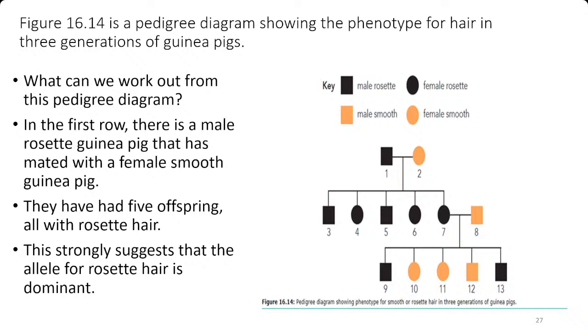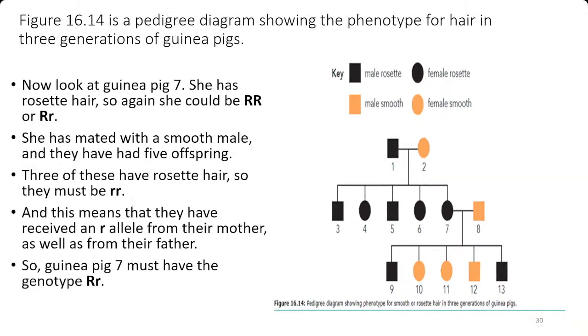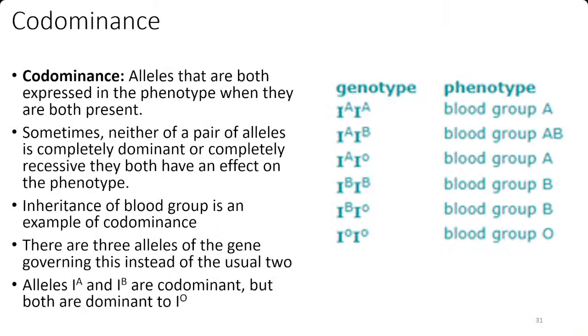What can we work out with pedigree diagram? So basically the questions on it are not that difficult, and I really have to focus on some other topics as well. So I'll skip this and I'll just go over the main topics.